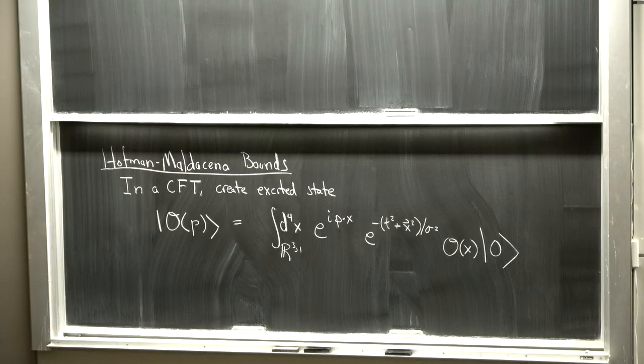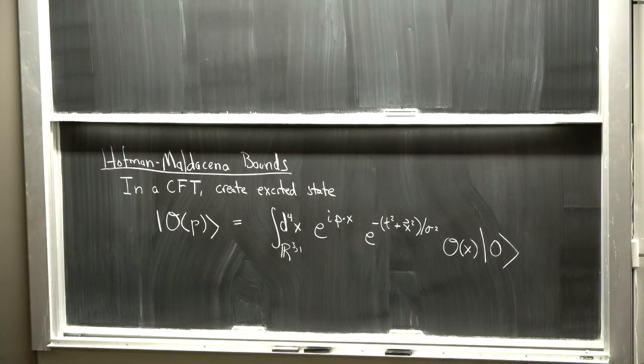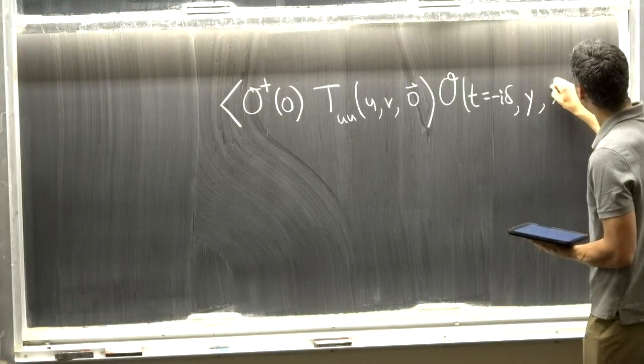Okay, so now we can write out very explicitly what that Hofman-Maldacena bound is in terms of a 3-point function. It says, let's start by writing the correlation function. So there's O dagger of 0. There's a T_UU of U, V, 0. And there's an O at T equals minus i delta, Y, X.